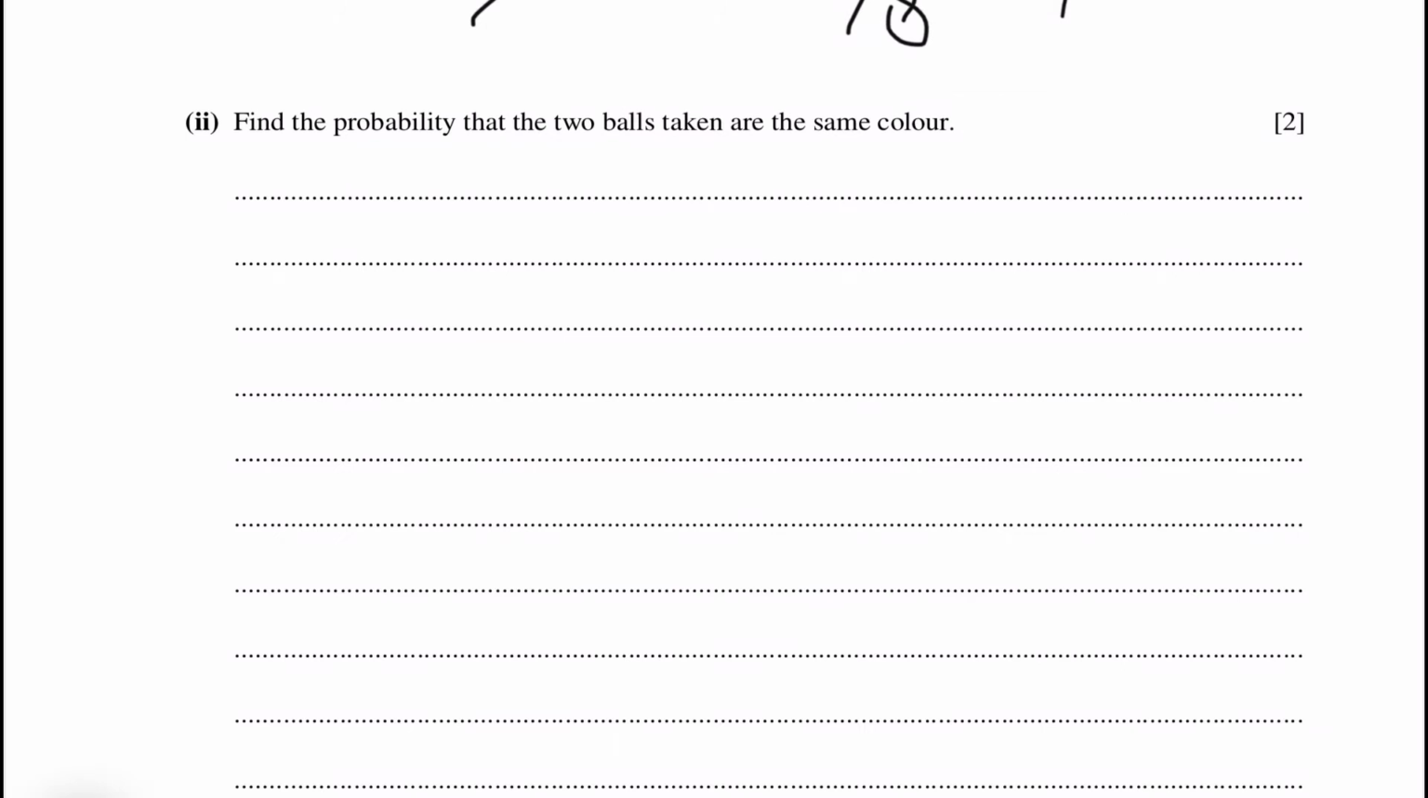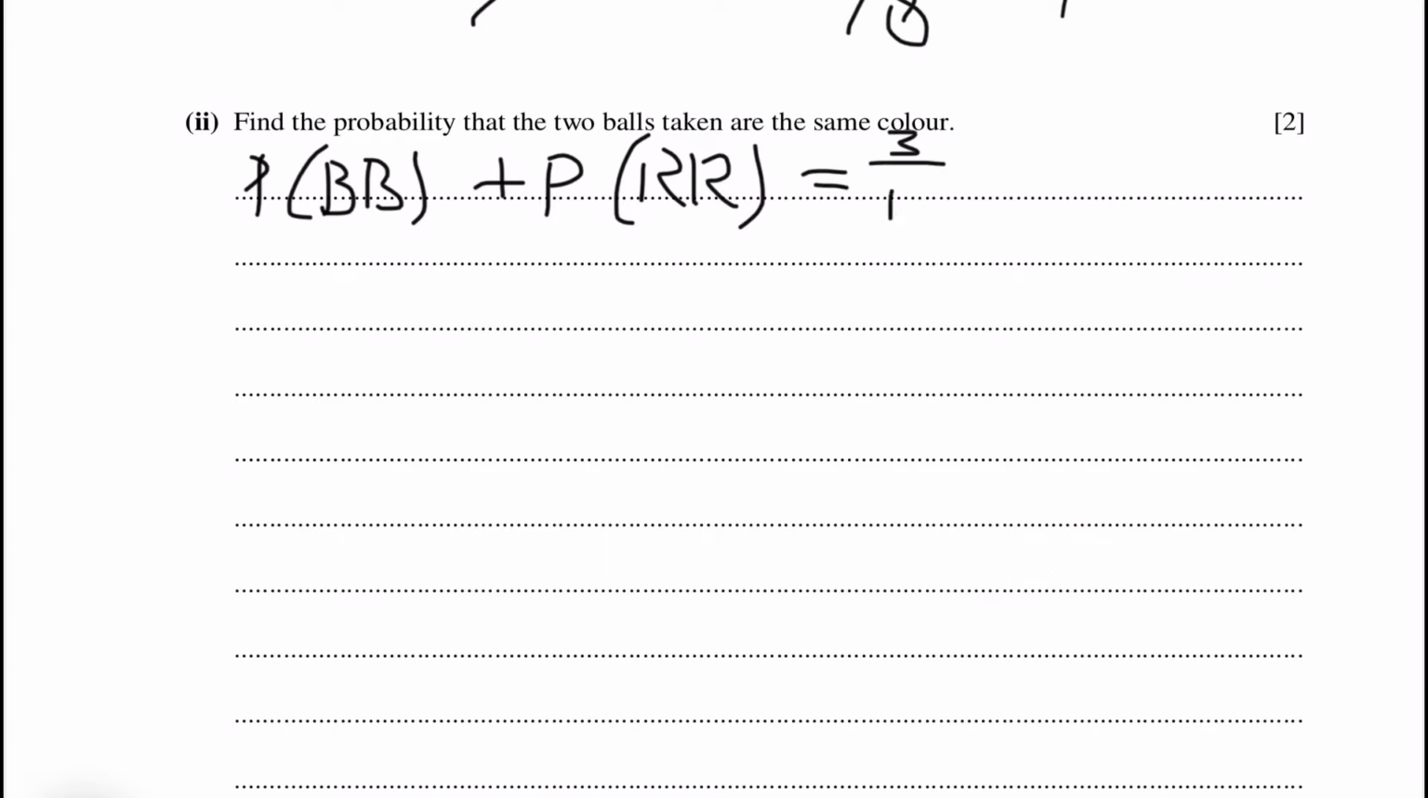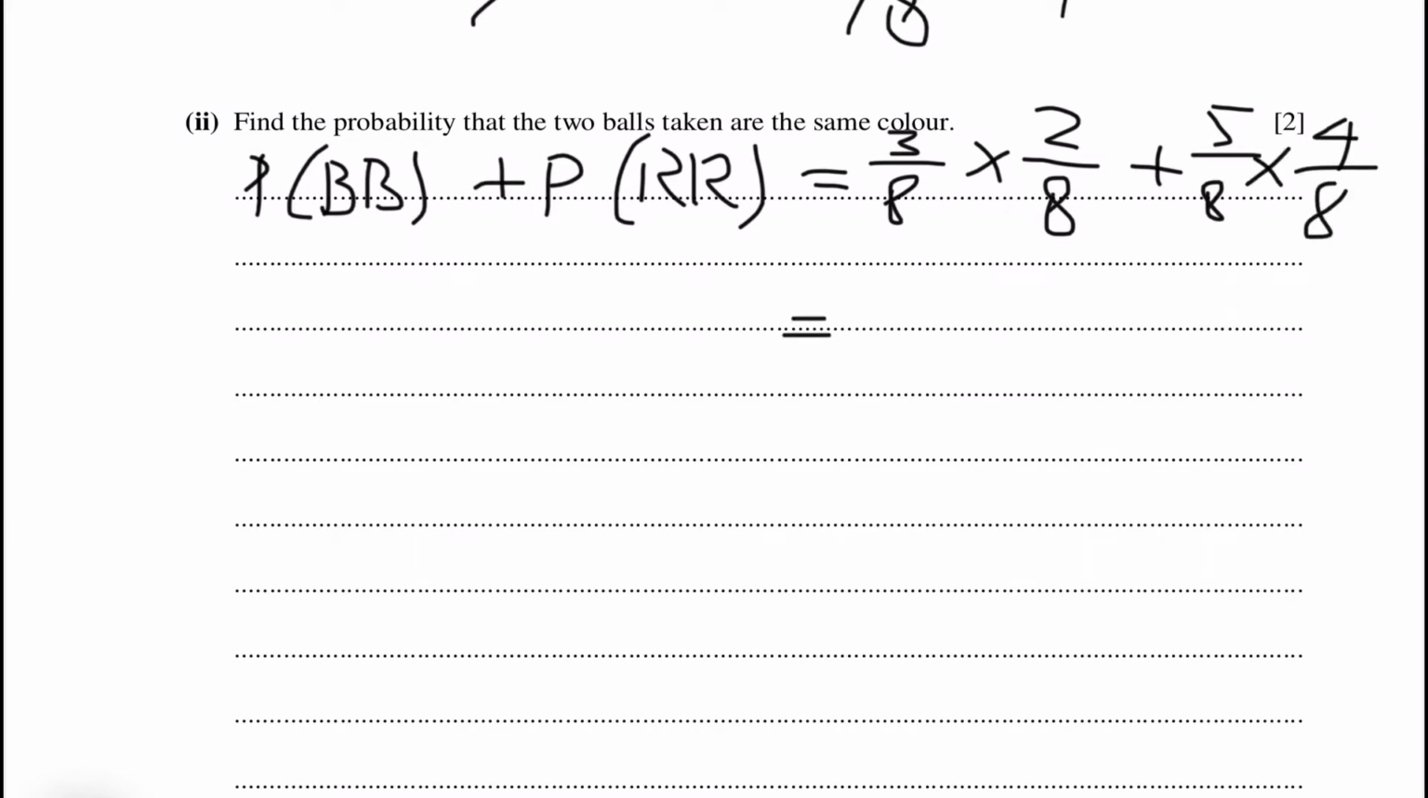Find the probability that the 2 balls taken are the same color. So it will be blue, blue, and red, red. So based on the branches above, it will be 3 over 8 for the red, and 5 over 8 multiplied by 4 over 8 will be for the blue. This will give you 13 over 32.